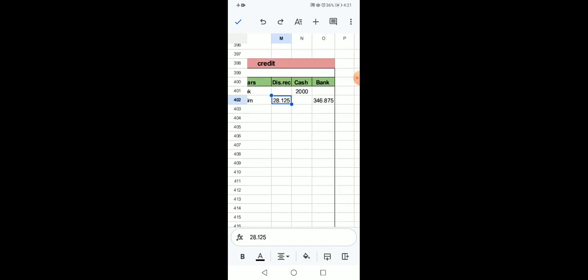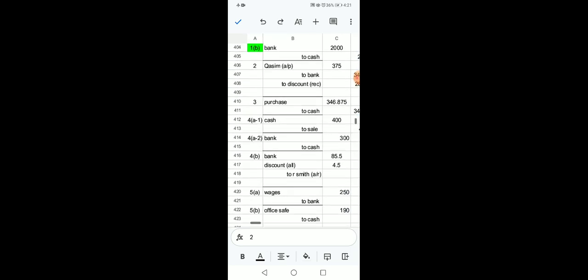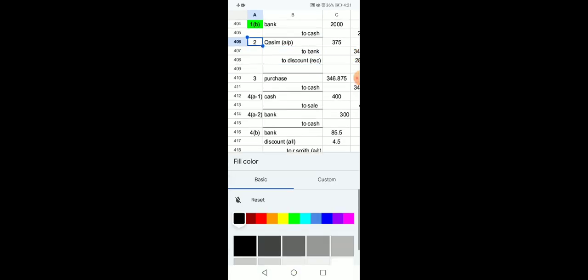So what I was saying, you had an option to write 28.125 in the next line to separate it. But the reference of 346 and 28.125, both was the same, that was Qasim. Both dates were the same, that was 2. So you may choose a single line for posting the discount and cash at the same time. The second entry had two elements, bank and discount. Both have been posted in the cash book. That means 2 is completed. Mark it as done.